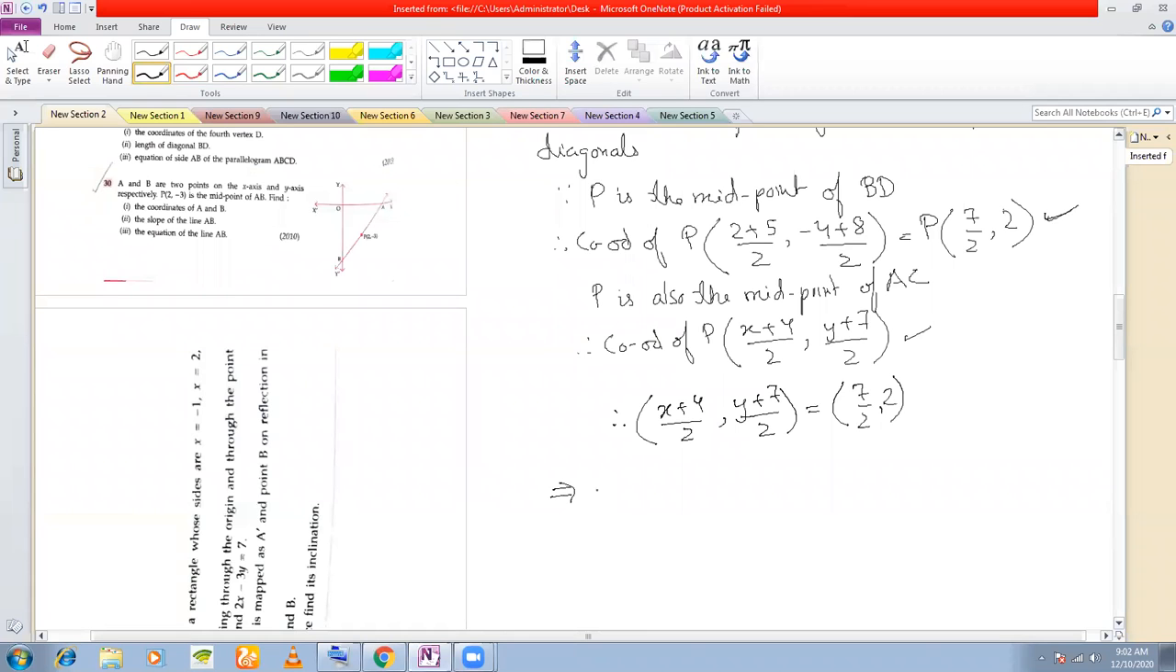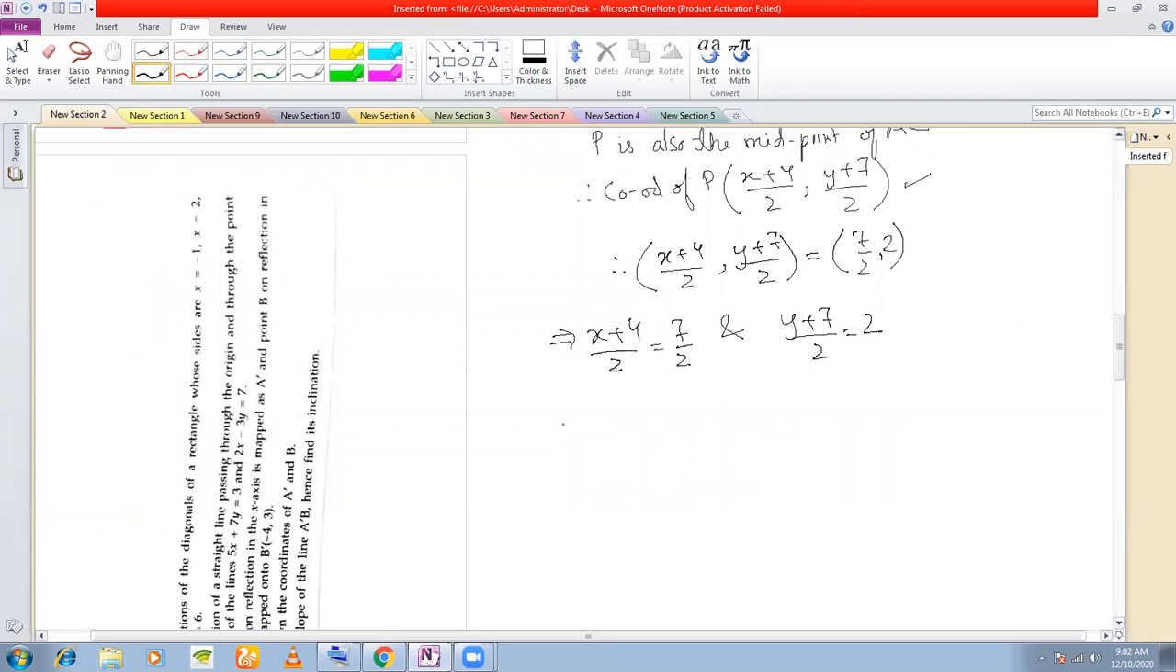And therefore, (x plus 4)/2 is equal to 7/2, and (y plus 7)/2 is equal to 2. So that means the 2 and 2 will cancel from here. You simply get x plus 4 is equal to 7, and y plus 7 is equal to 4 on cross multiplication. So you get x is equal to 7 minus 4 equal to 3, and you get y is equal to 4 minus 7 equal to minus 3.